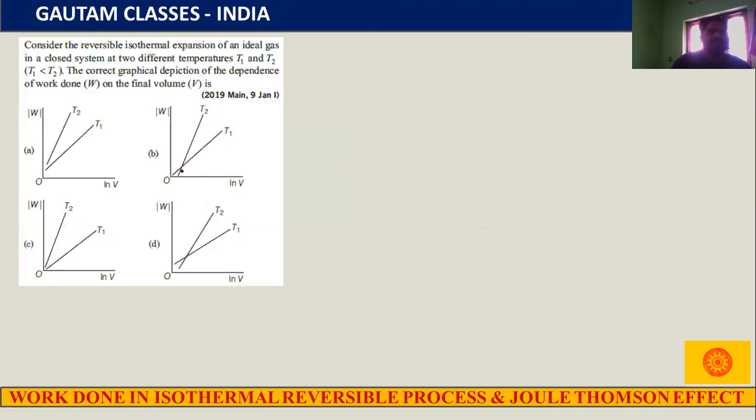Based on that, in JEE 2019 a question was asked: consider the reversible isothermal expansion of an ideal gas in a closed system at two different temperatures, T1 and T2. One condition is given here, T2 greater than T1. The correct graphical depiction of the dependence of the work done on the final volume. That means how our work done is going to depend on the final volume.